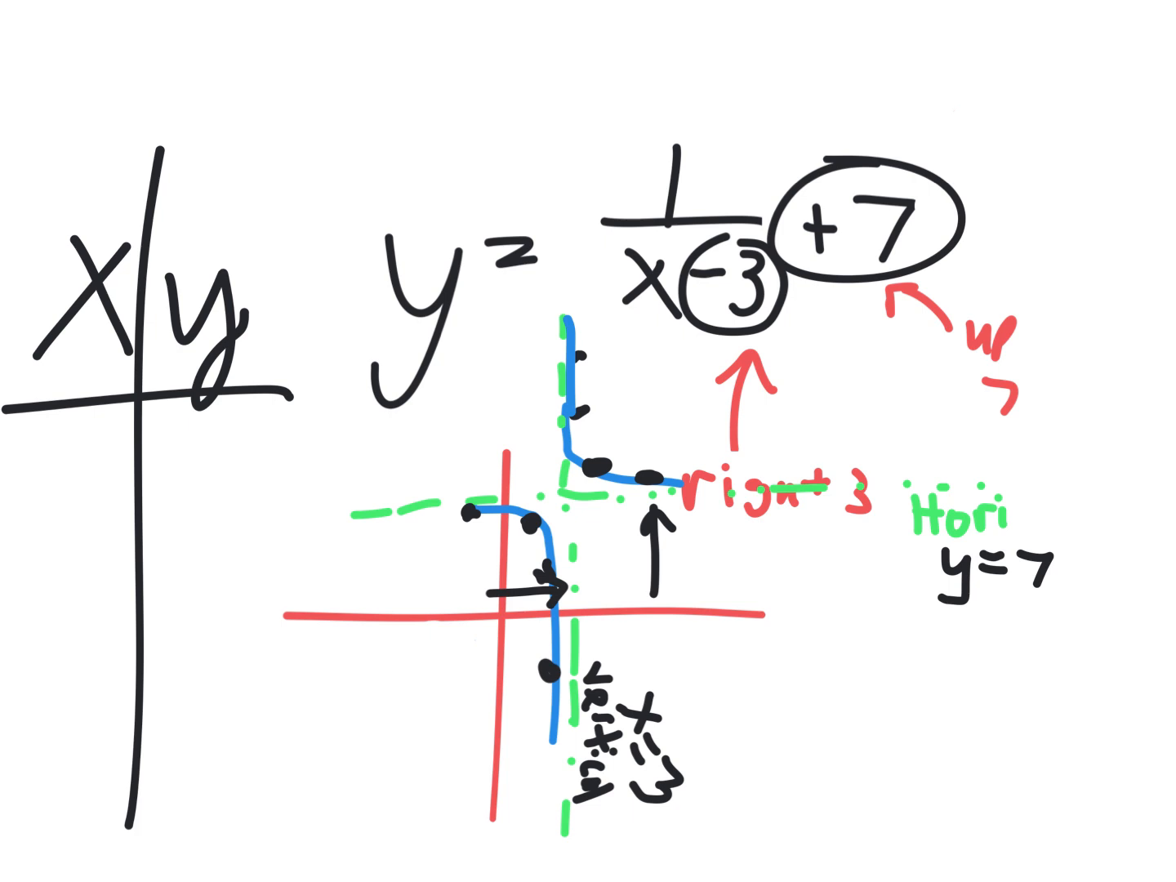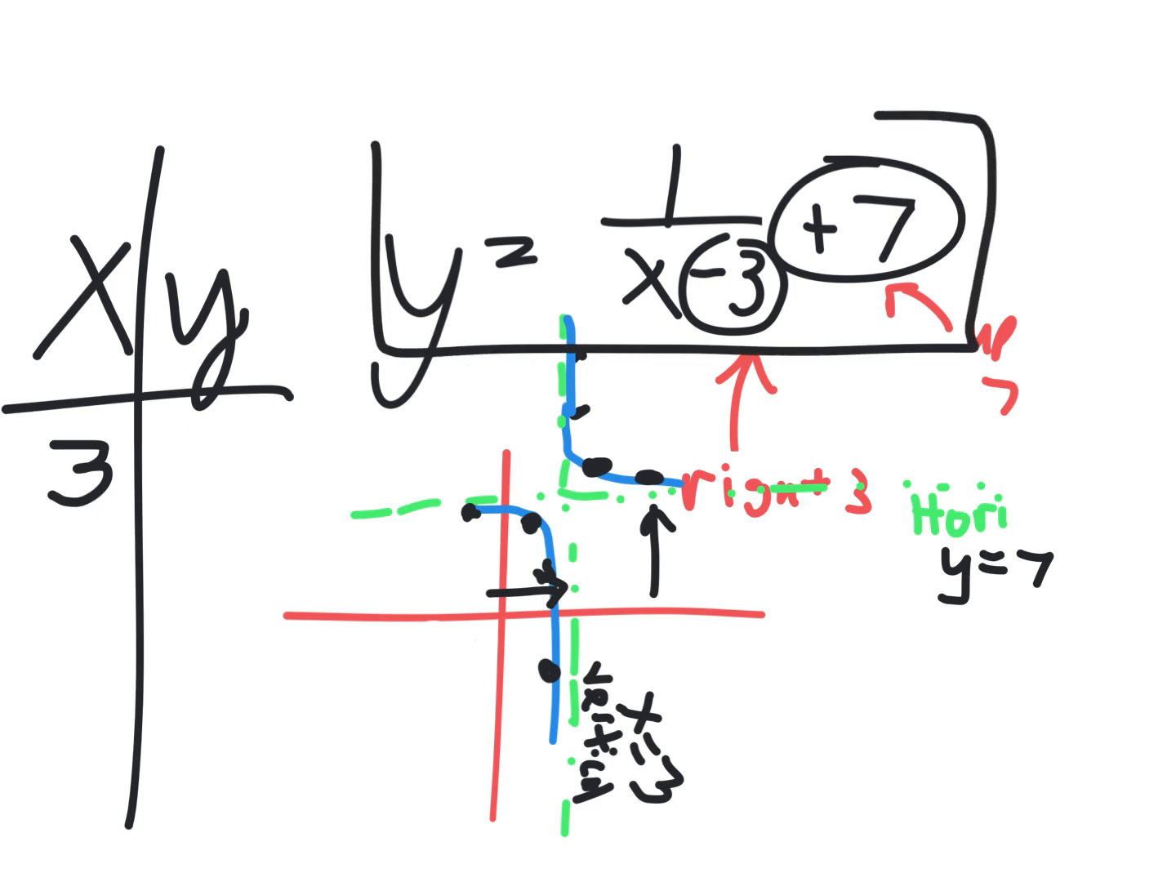So what are some points? Everybody, please put in 3 and a weird thing will happen. Put 3 into this equation, and a weird thing happens. Do you get 1 over 0? Does that even exist? No, so that's what makes the asymptote.